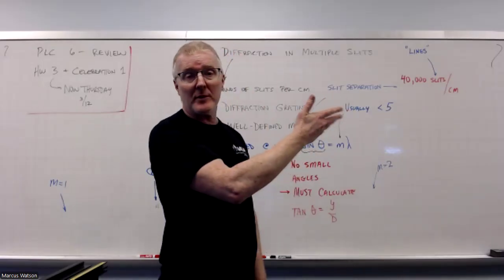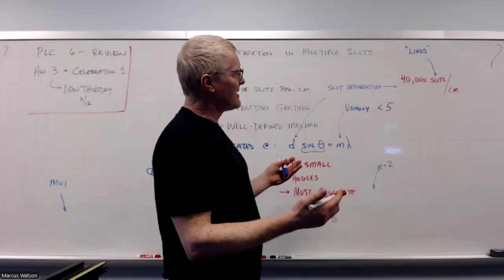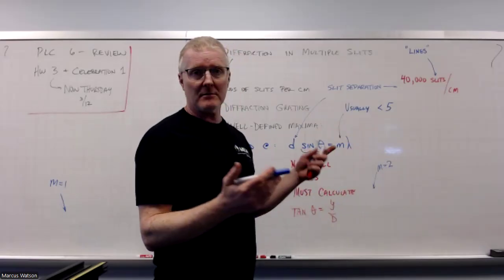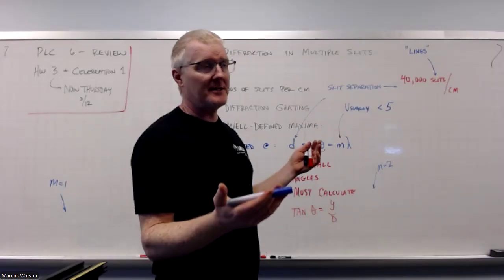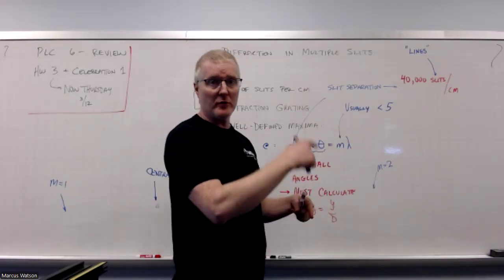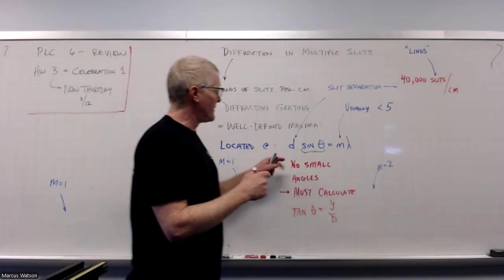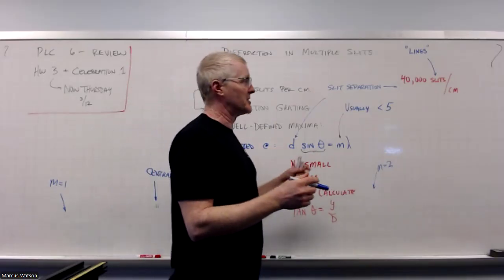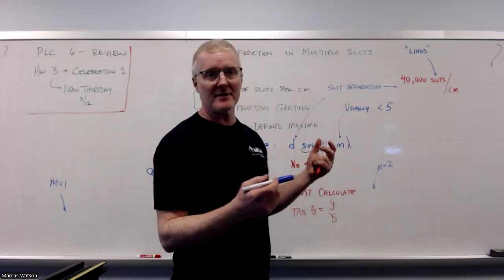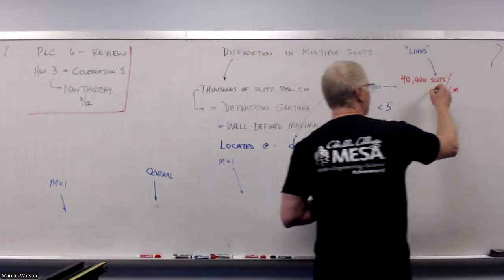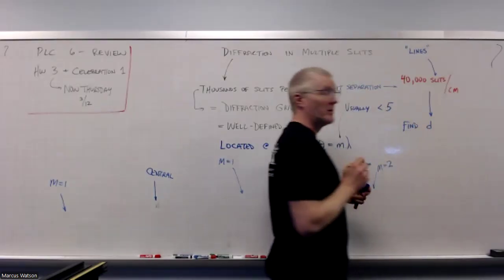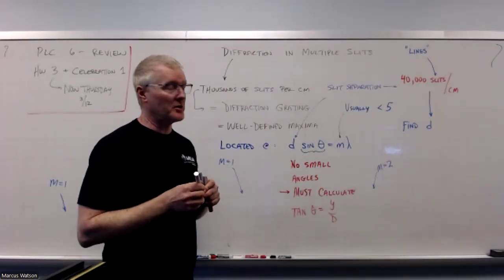Okay, so from that, we need to calculate what the d is. And it is as easy as you think it is. You just flip that over, right? And then you go, oh, I've got 1 centimeter with 40,000 slits, so each slit is separated by 1/40,000th of a centimeter. But I'm just letting you know, that's a situation that you're going to have to deal with.